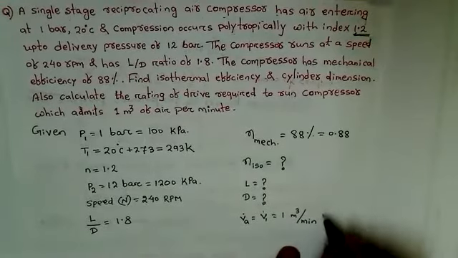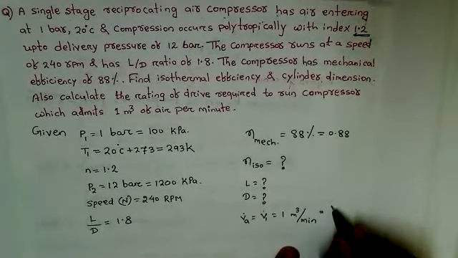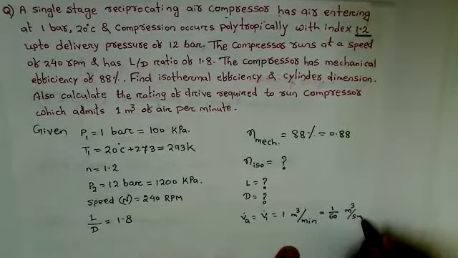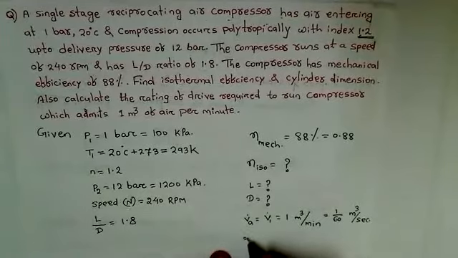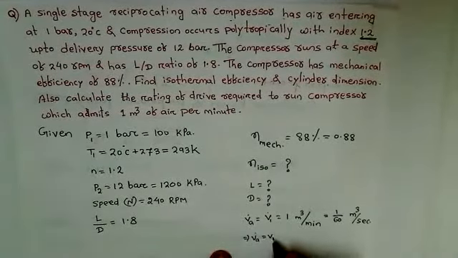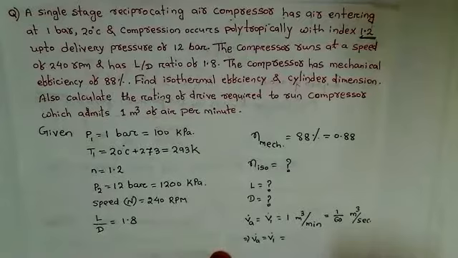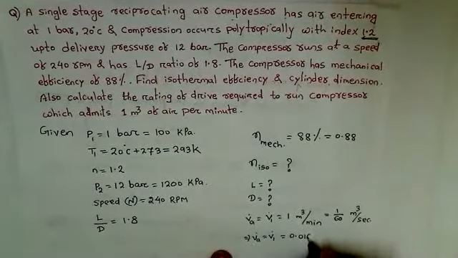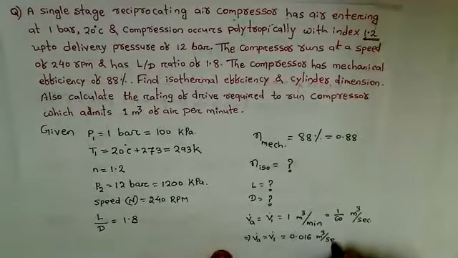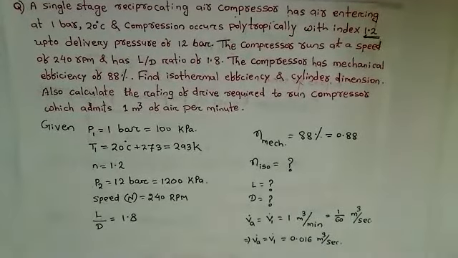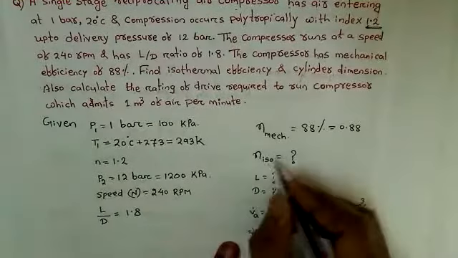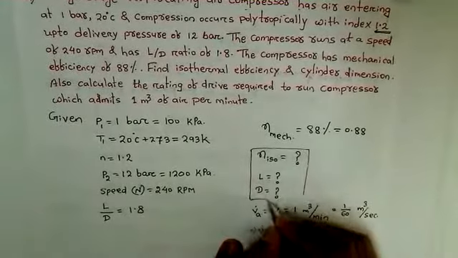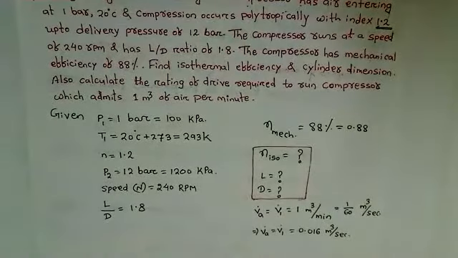So 1 minute is how many seconds? 1 minute is 60 seconds. So 1 by 60 meter cube per second. So this V, the volume flow rate of air or the inlet volume, is equal to how much? 1 by 60, if you calculate, will be 0.016 meter cube per second. This thing is given, and these things we have to calculate.